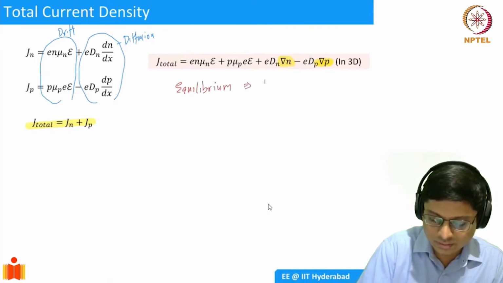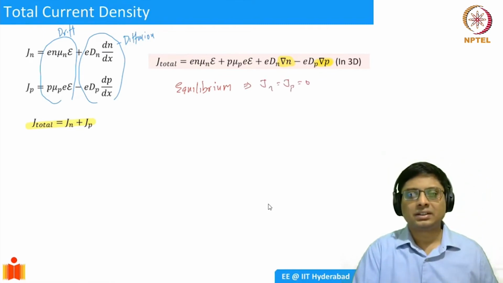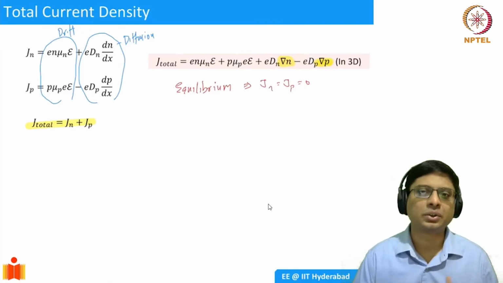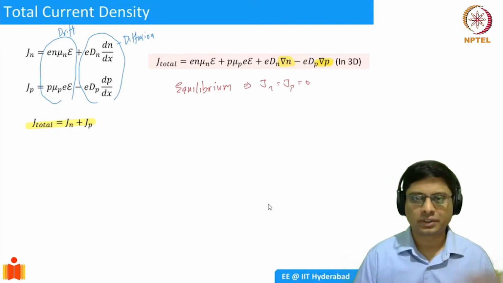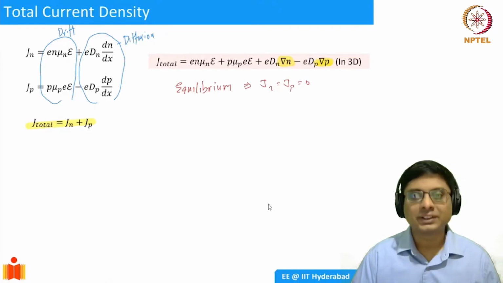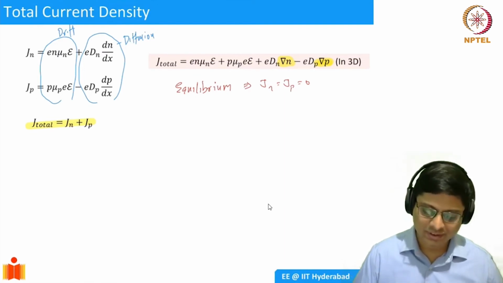So Jn equal to Jp equal to 0. Basically, the diffusion and the drift currents cancel each other, and you get zero current. So there is no net contribution of current from either electrons or holes. Okay. This has a very important implication for us. So let's see, what does Jn equal to 0 mean?